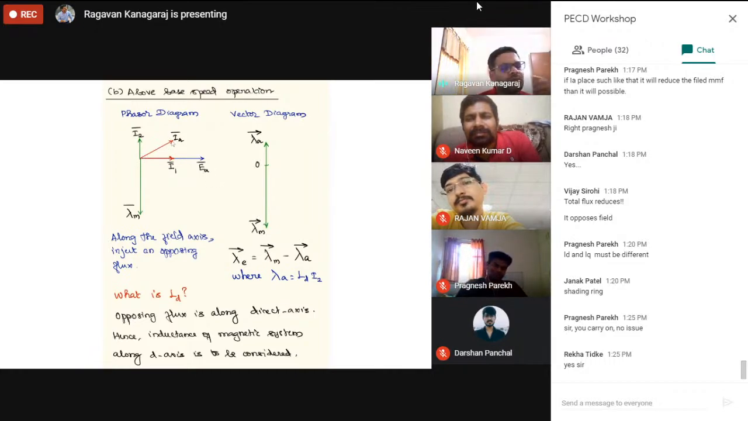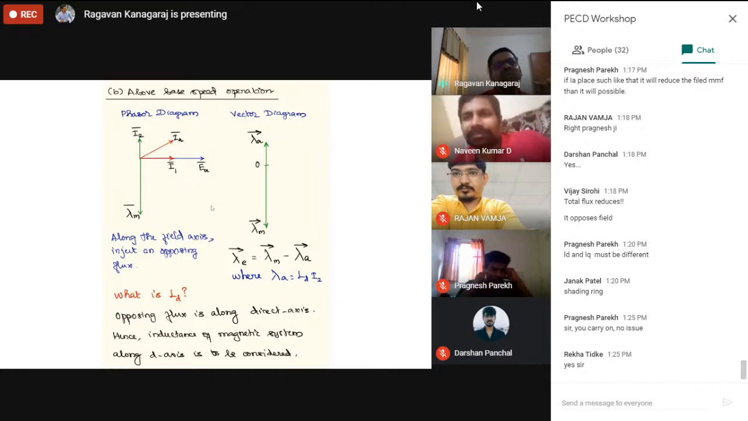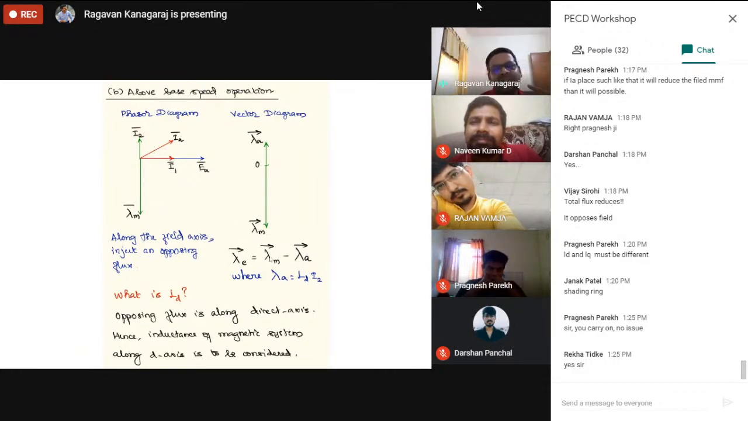Now you make two components. One component, the projection of IA on the EA axis, which is I1, is called the working component or torque producing current component. Then the projection of IA on the vertical axis is I2. This I2 is opposing lambda m. Whenever you do addition or subtraction, you have to ensure that both quantities are identical. You can't subtract I2 from lambda m; both should be flux linkages. So the effective flux linkage is lambda m minus lambda A, where lambda A is due to I2.